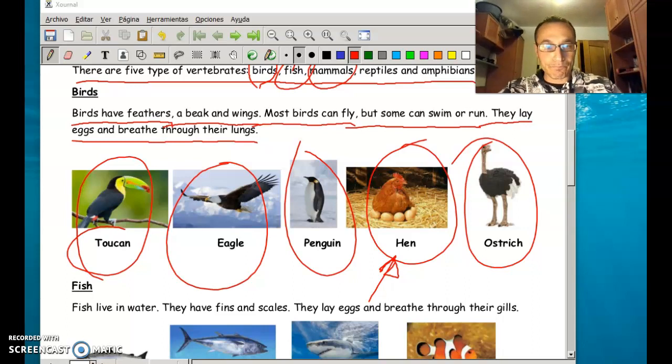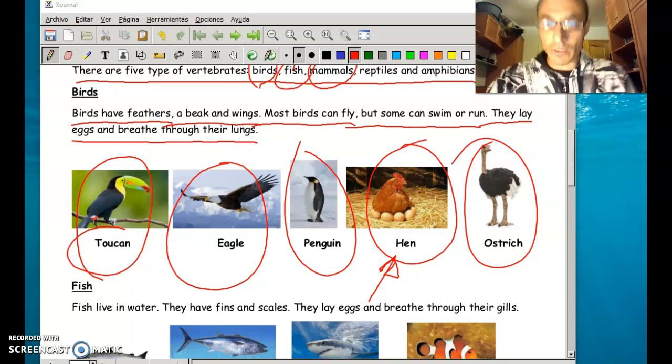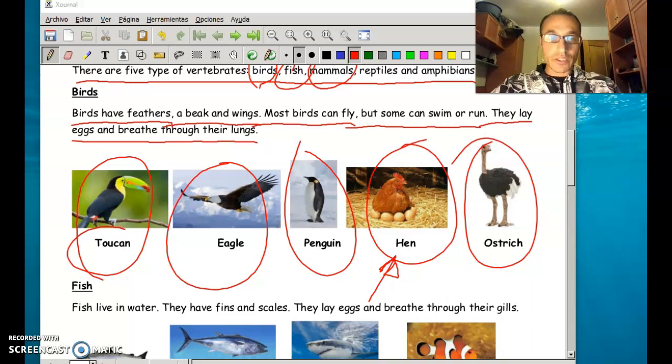Good. So they also have lungs to breathe, like you and me. You and me, we've got lungs, and they've got lungs as well to breathe. Pulmones, right? They've got lungs as well. So let's continue now with fish.